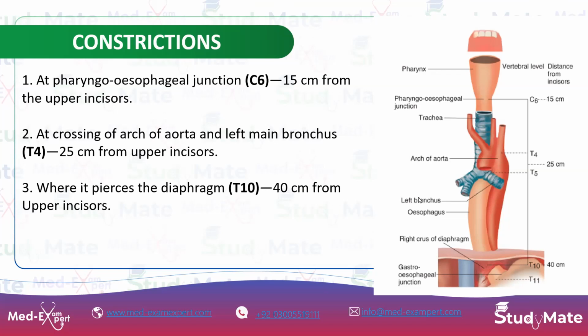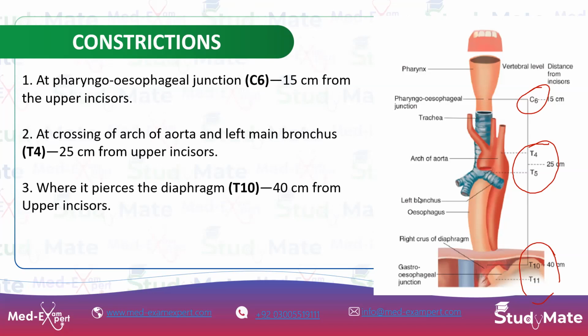First constriction is right at the beginning of the esophagus at the level of C6. Then second constriction is at the level of T4. And third constriction is at the level of T10. So the first constriction is at approximately 15 centimeter from upper incisors. So whenever we are doing esophagoscopy, we keep on looking at the distance we are from the upper incisors.